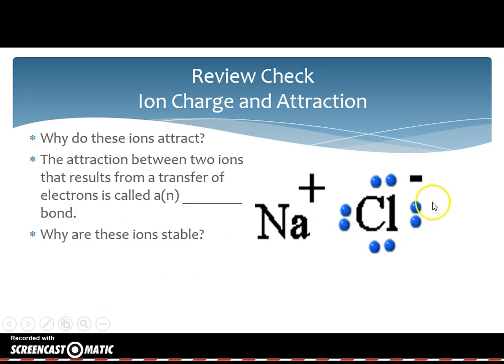And then the last one here, why are these stable? Again, full octets. So this guy has 8, he's happy. This guy has 8, he's happy. That's the whole idea of gaining and losing, to fulfill that octet rule.